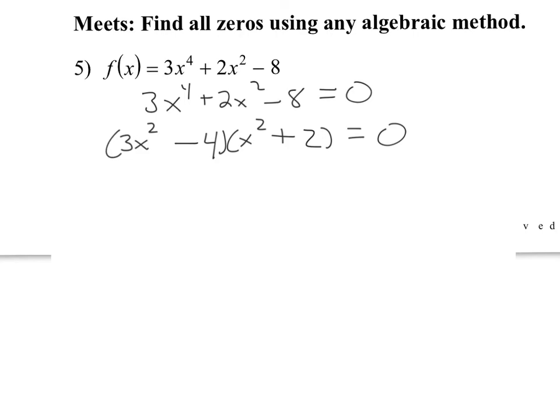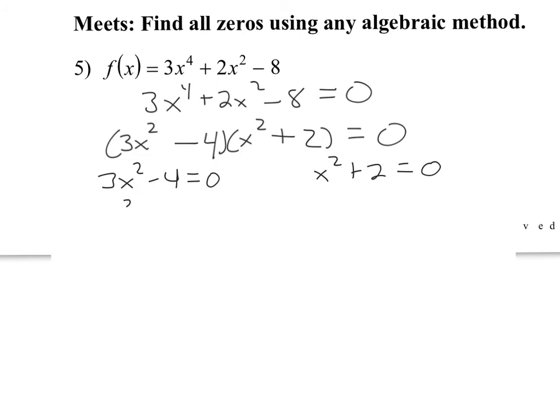That's just the factoring part. Now we have to set these equal to 0. 3x squared minus 4 equals 0. x squared plus 2 equals 0. And now we have to deal with each of those.